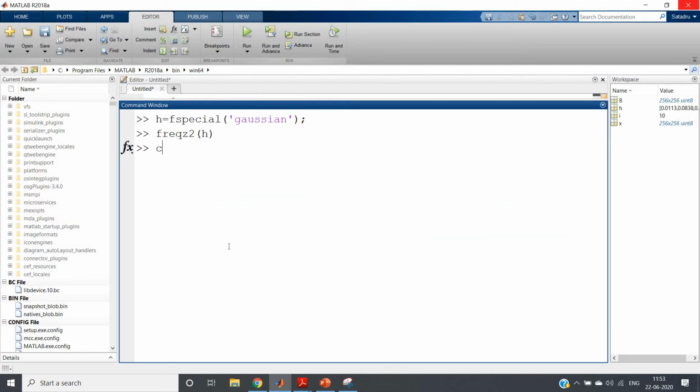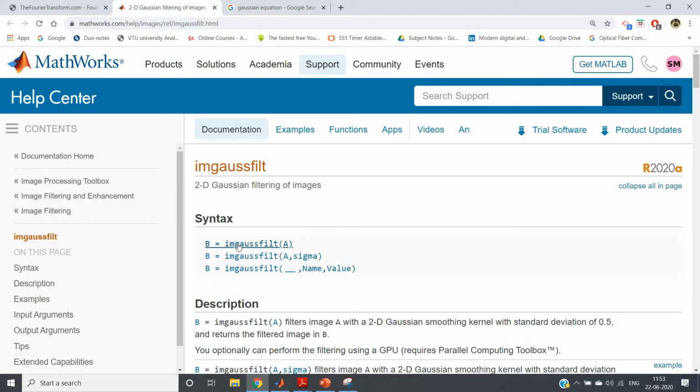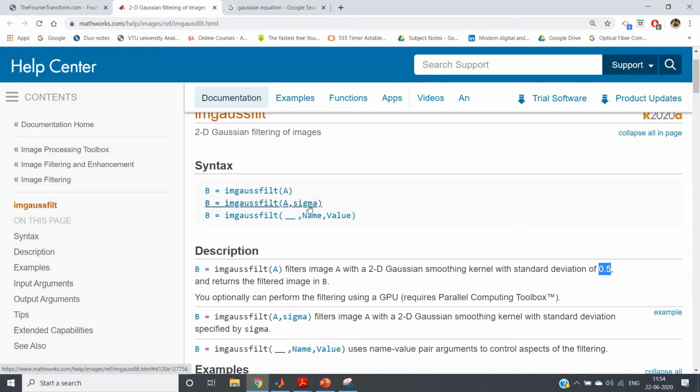Now fspecial is one way. Then one more inbuilt function is available in MATLAB, that is imgaussfilt. You can explore more. I will be discussing only the part which is required for our demonstration purpose. The same link will be posted in the description box also. So imgaussfilt filters image A with a 2-dimensional Gaussian smoothing kernel with a standard deviation of 0.5. If you don't mention the standard deviation, by default it will take 0.5, but if you mention it, it will take that, like you can pass a comma sigma.